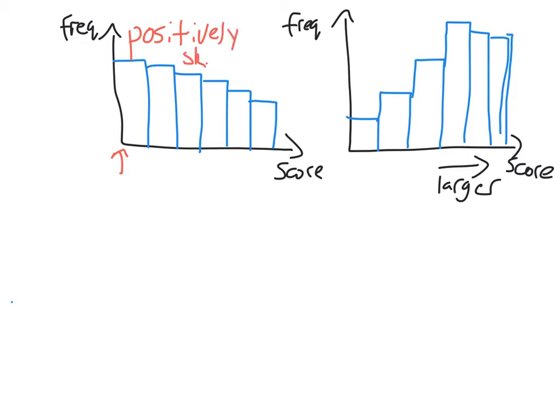Now when it's positively skewed, as I just said, the mean is greater than the median. So what happens is all of these scores up here, even though they're less frequent, they're a long way from the median.